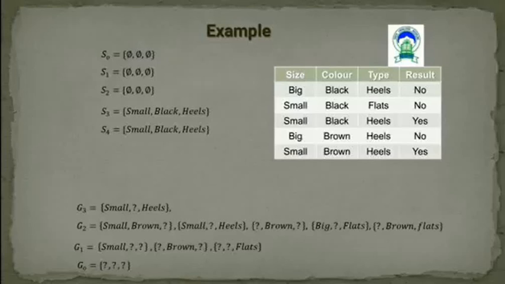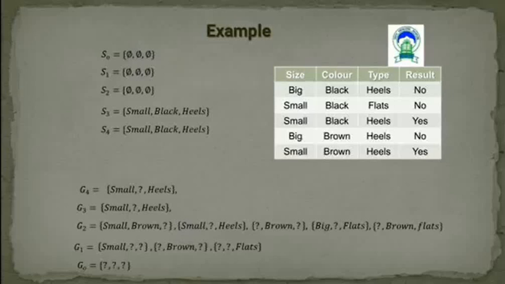Now let's get to the G3. Sorry guys. Okay. Now let's get to the G4. And now compare small with big. It is a no match. Question mark with brown, match. Hills and hills match, but the result here is no, and the result there is also no, so just write that. Okay, the G4 is small, question mark and hills. Now S4 and G4 is also completed.